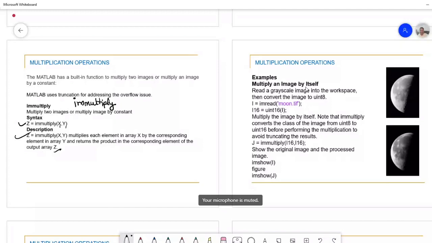Then multiply the image by itself. Note that imMultiply converts the class of the image from 8 to 16 bit before performing the multiplication to avoid confusion in the results. So this is how your result will come. This will be your input image and this will be your output image in this case.